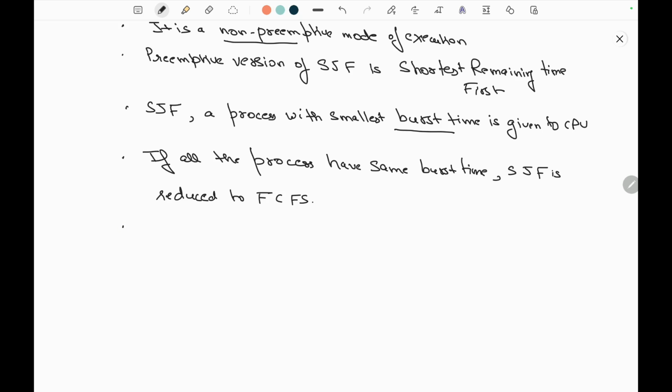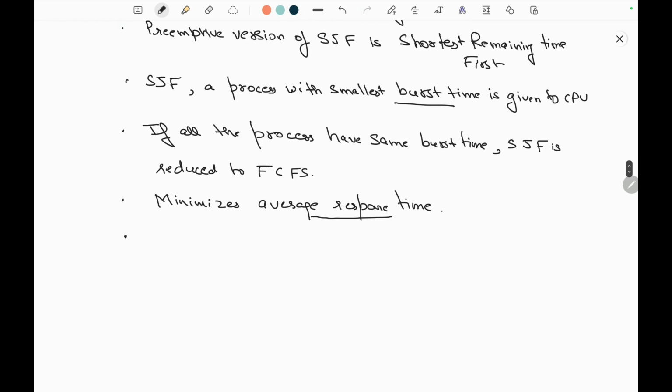So what is the basic advantage of this? So this basically minimizes the average response time. So if you are using the shortest job first and you have the intention to minimize the response time to the processes, then this is an optimal algorithm for that. And there is also a limitation in using SJF, which is that there can be starvation.